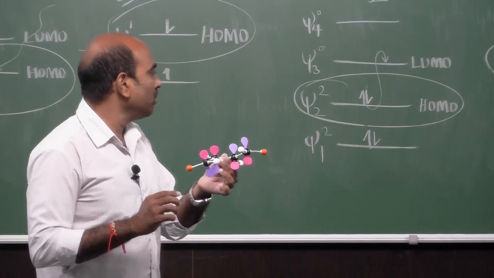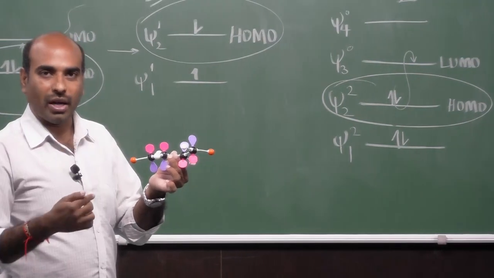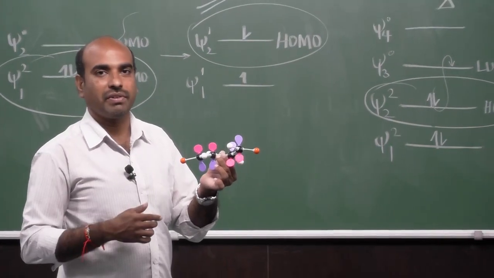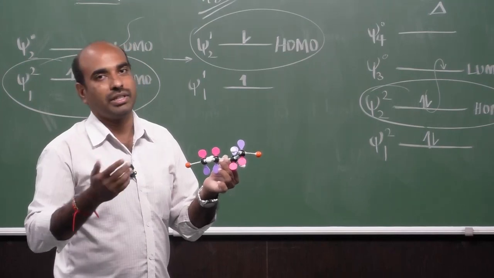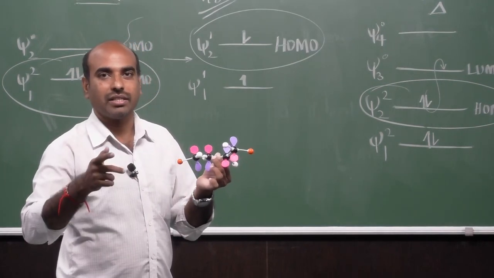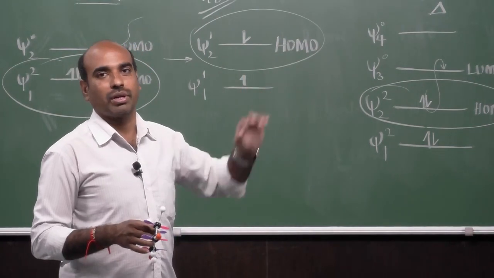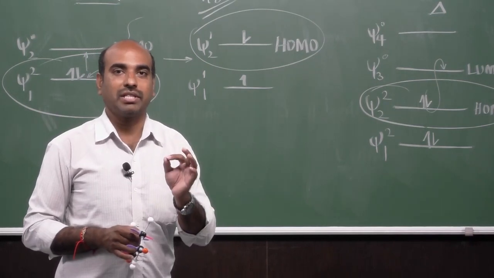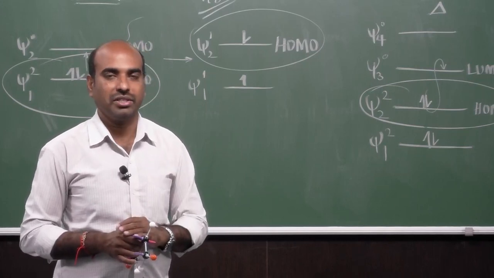So what we are trying to understand here is, when it is psi 1 molecular orbital, the orientation is different. When it is psi 2 molecular orbital, the orientation is different. If it is psi 3 molecular orbital, which is the HOMO, again the orientation becomes different. So the stereochemistry changes depending upon the thermal condition or the photochemical condition. Now I hope you got the clarity, right? The stereochemistry of these electrocyclic reactions largely depends upon the reaction condition as well.